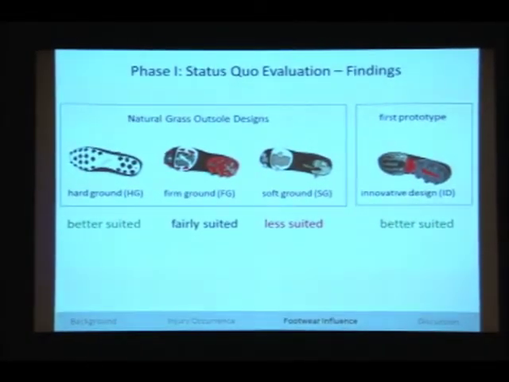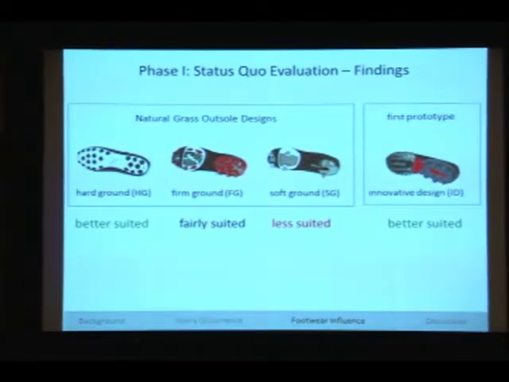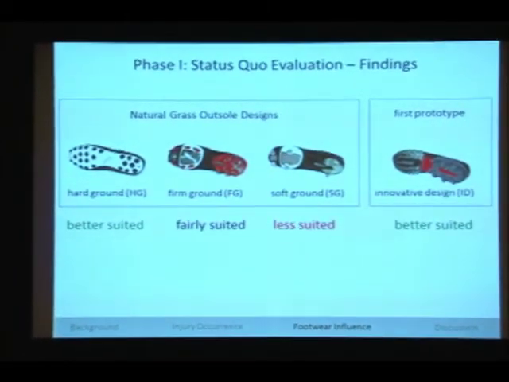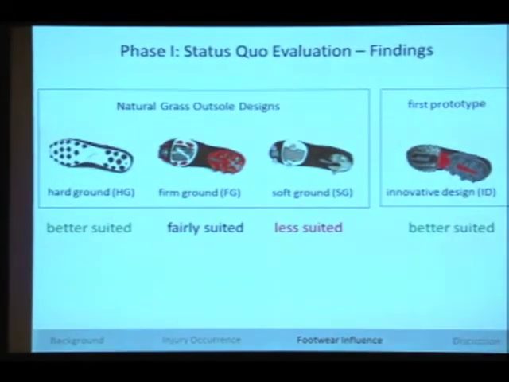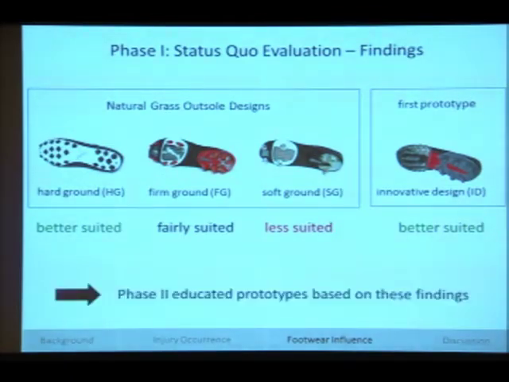This actually illustrated, in a way, why players do not or did not choose the soft ground model when playing on artificial turf. Now we have found out about the reason why that is the case. However, we also know that the hard ground is better suited, and for whatever reason, the innovative design was better suited, and the firm ground design was fairly suited. It is quite commonly used on artificial turf. It had a little poorer values than this one and that one, but still was fairly suited.